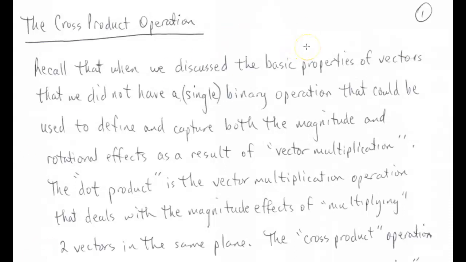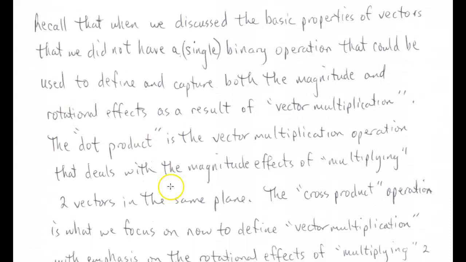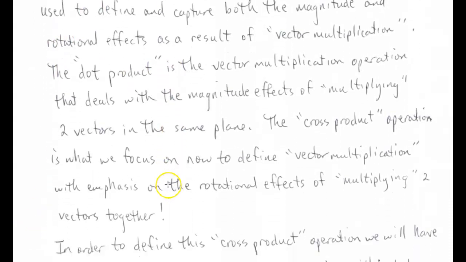So first, we want to recall that when we discussed the basic properties of vectors, we did not have a binary operation that could be defined that would capture both the magnitude and rotational effects that come as a result of doing what we call vector multiplication. Now, the dot product, which I covered in my dot product video, is the vector multiplication that deals strictly with the magnitude effects of a vector acting on another vector in the same plane.